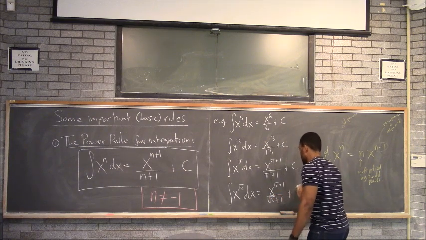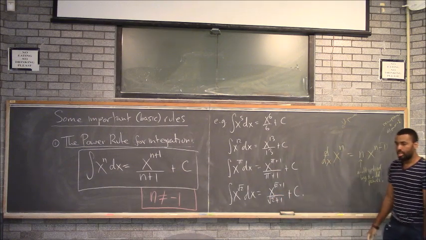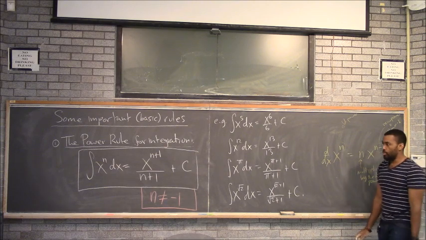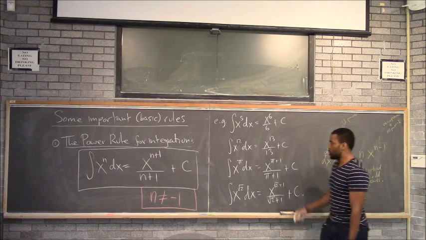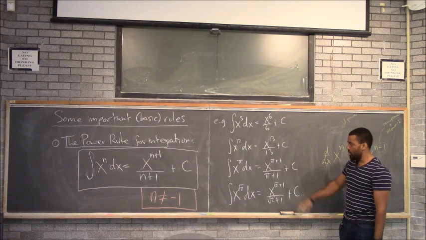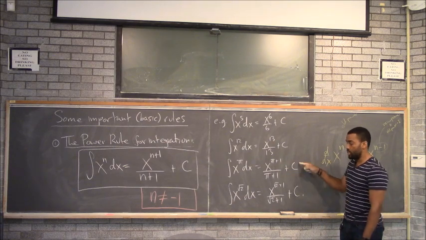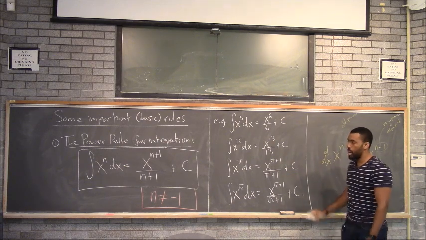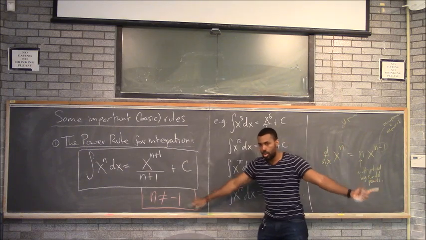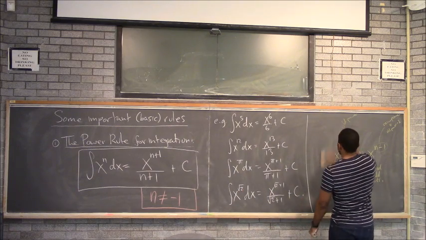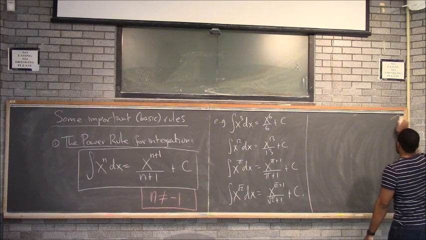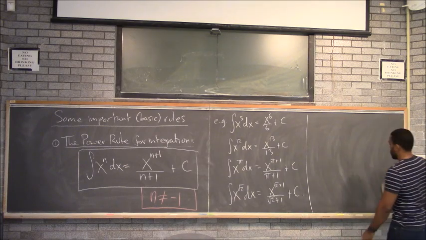Okay. It does not matter what the constant is, how ugly it looks. If you have x to a constant power, you add 1 to the power, divide by the new power, add a constant. This will work for every constant power except minus 1. So this is called the power rule for integration.